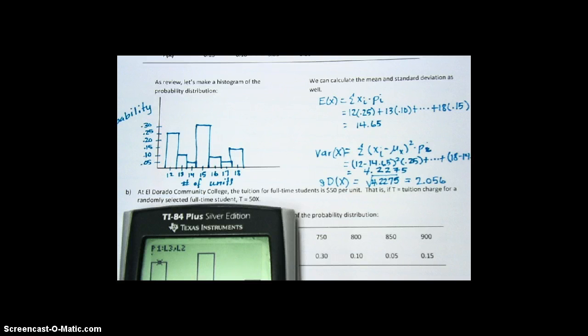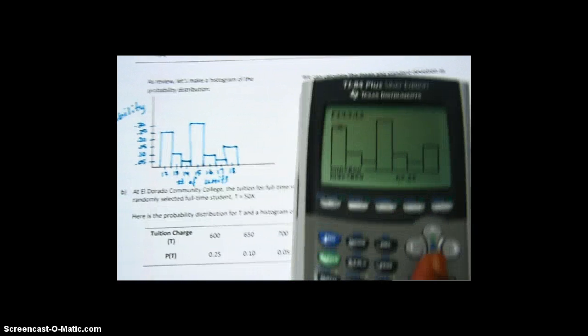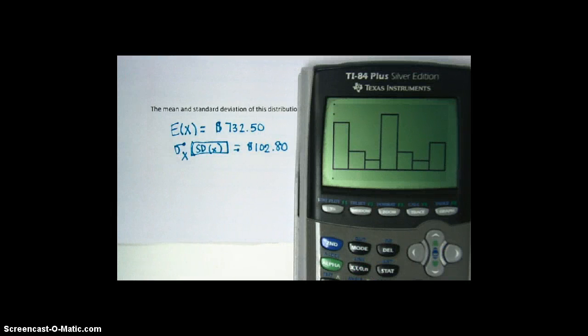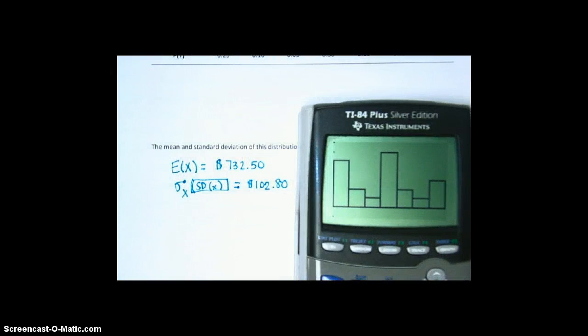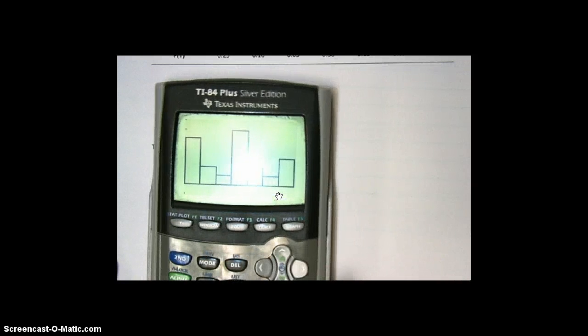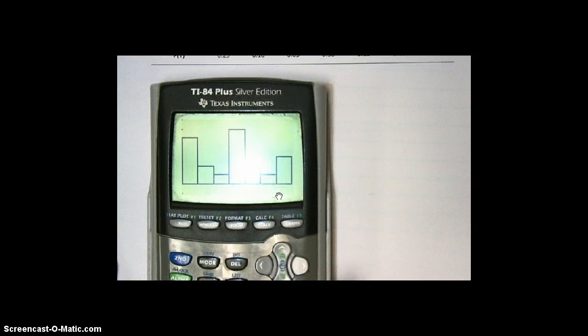Now for the mean and standard deviation, I won't show the calculations for those, but I do invite you to go through, calculate those, and make sure that your answers match the ones that I have as well. Hopefully what you found is that the expected value, or the mean, was $732.50, and that the standard deviation was $102.80. And again, this is the graph of the probability distribution itself.